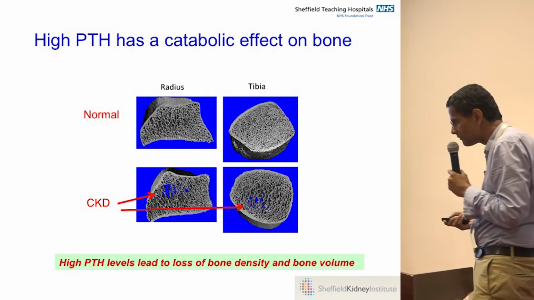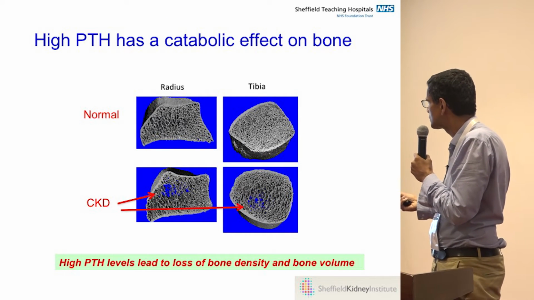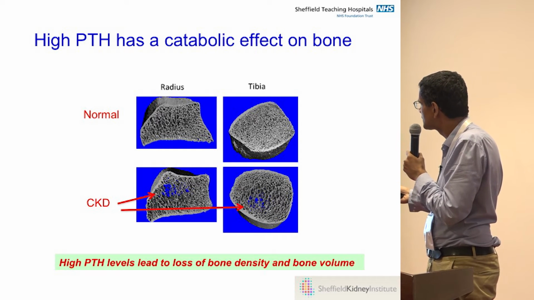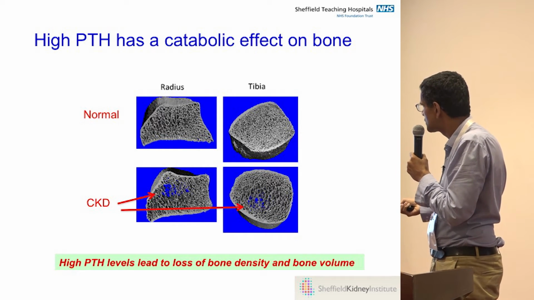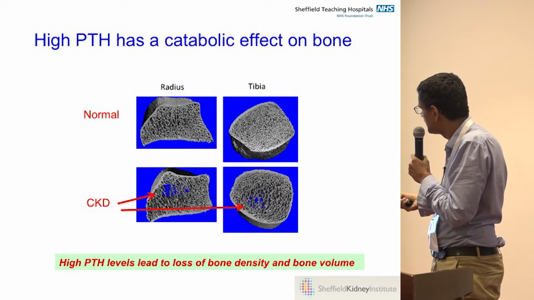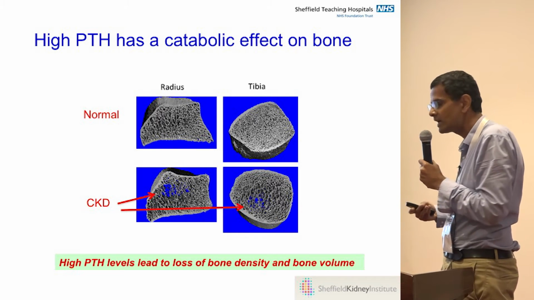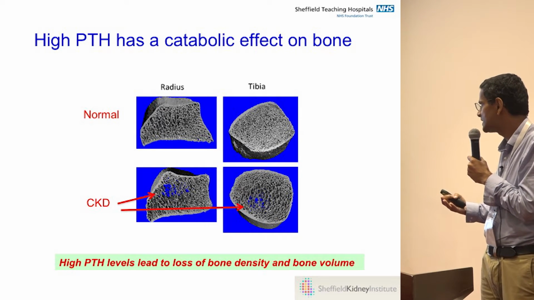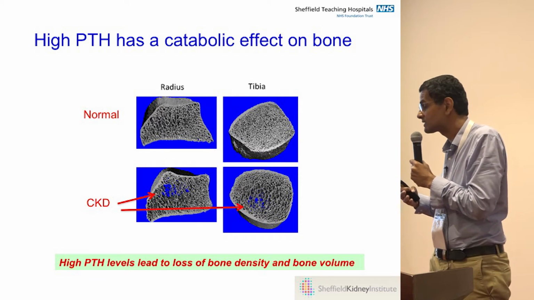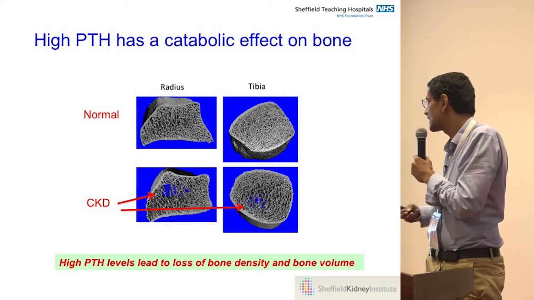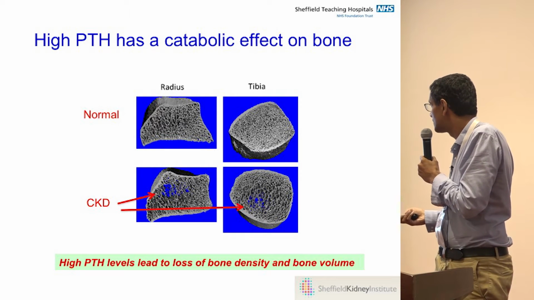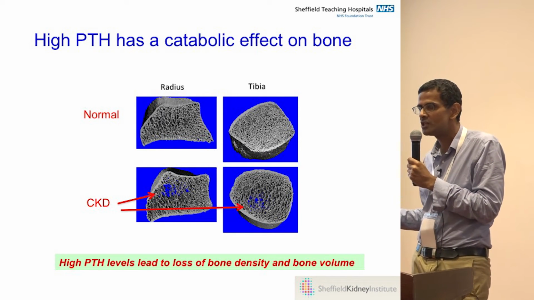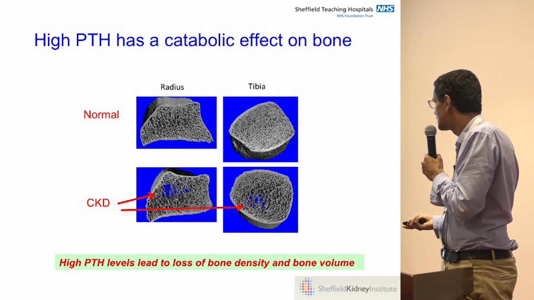And why is PTH harmful? So this is some research that we did, which is very simply just high-resolution CT. This is a patient with CKD who's got high levels of PTH, and this is a normal patient. And if you do CT, you can see more blue, so more holes in the bone. So the bone is more porous, and if you have high levels of PTH, you can quantify that you have less bone density and less bone volume. So you have structural changes in the bone resulting from high PTH.